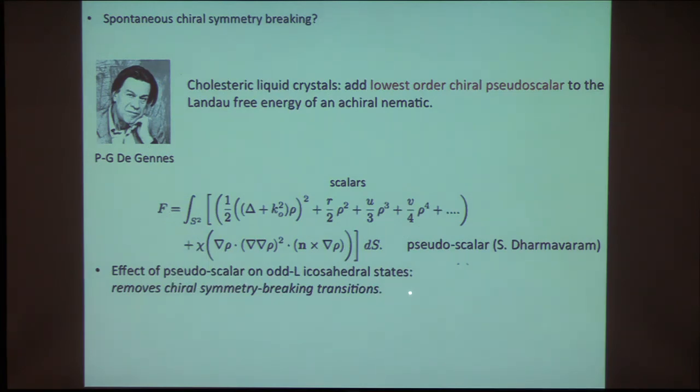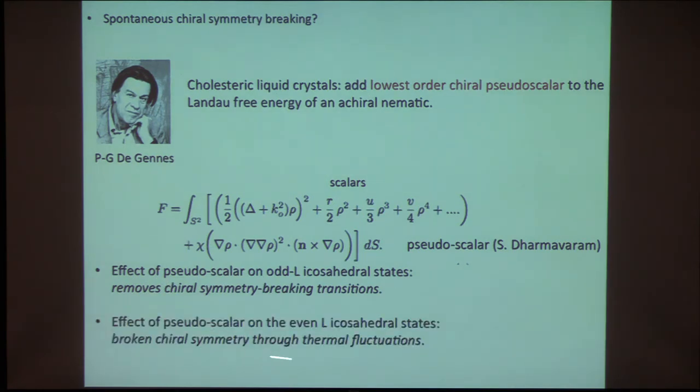For the odd L icosahedral state, it removes the chiral symmetry breaking transition. The even L's now become weakly chiral, particularly because of thermal fluctuations. So if I add the chirality in the way of de Gennes, namely by adding a pseudoscalar, all the difficulties seem to disappear. And the L equals 6, 10, and 12 states, which were stable, actually become weakly chiral. So we disagree with Lorman and Rochal, mainly with their insistence on throwing away the even L's. You can't. If you have a fully constructed Landau free energy, these 6, 10, and 12 are not achiral, they are only weakly chiral.